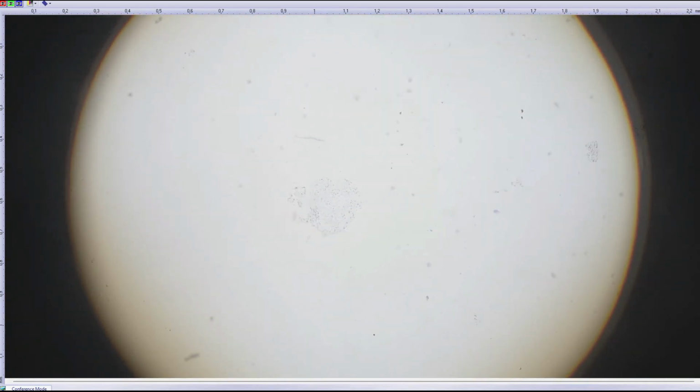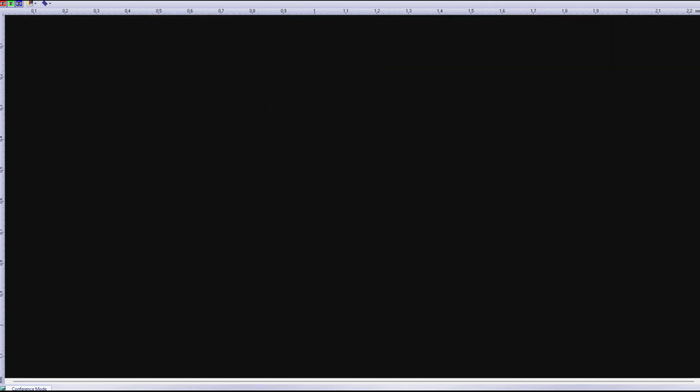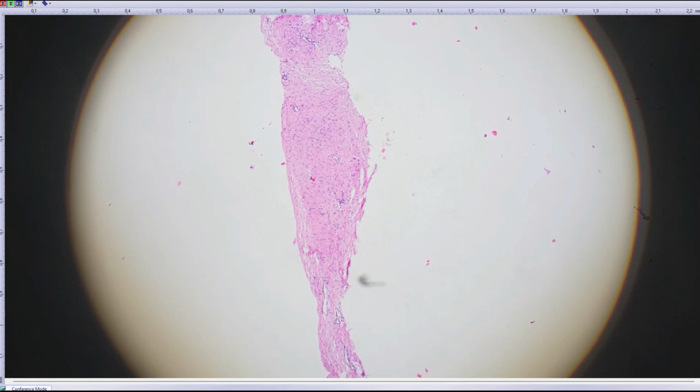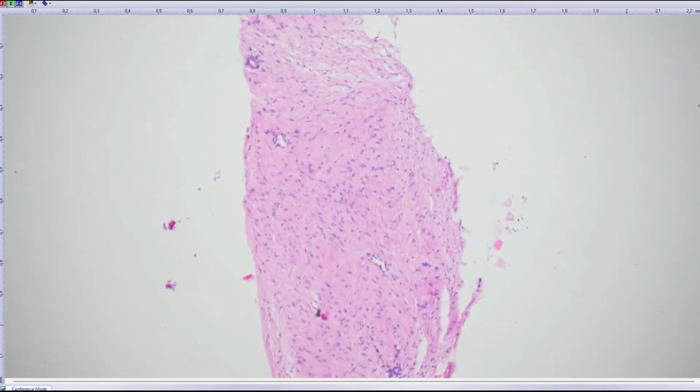You can also do another marker, LEF1, which we show here quite often. This is a nuclear marker, so it shows nice, convincing nuclear expression. One more thing, always exclude GIST, so DOG1 and CD117, also important with this morphology. So looking back at it, this is desmoid fibromatosis. Sometimes it's a difficult diagnosis, especially with a punch biopsy.